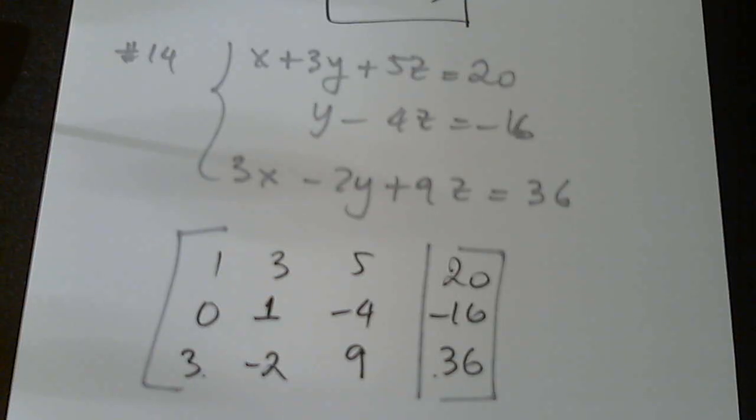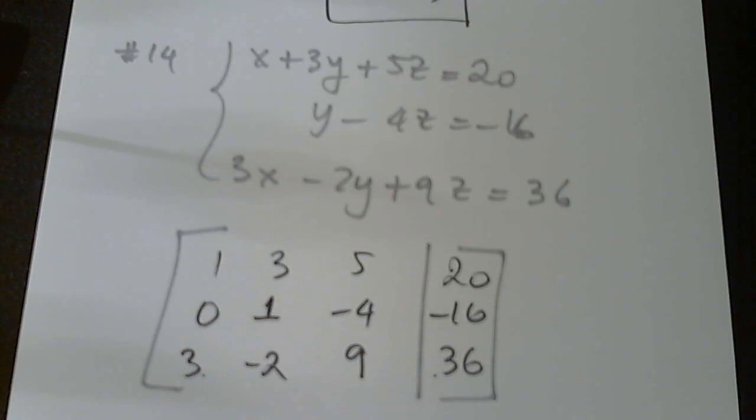Let's enter it in the graphing calculator. So go to second and matrix. Select matrix A. I'm sorry, I didn't mean to do that. Edit. Edit matrix A because it's already 3 by 4 for us. Careful. 1, enter. 3, enter. 5, enter. And 20, enter.